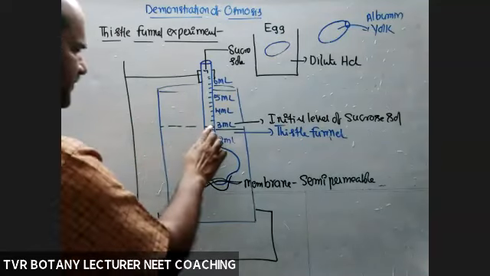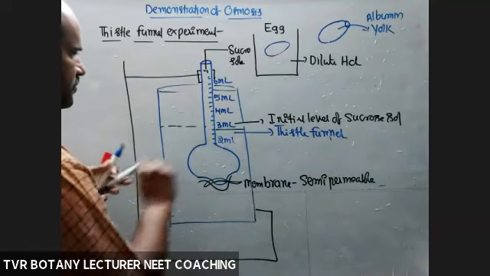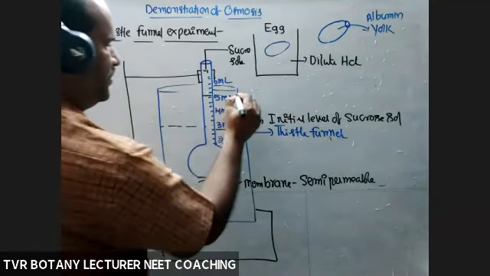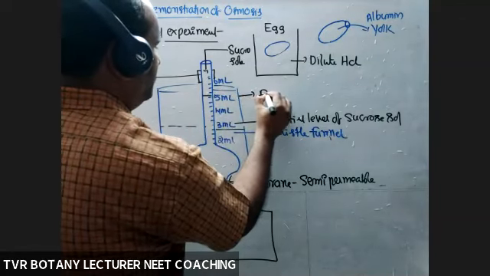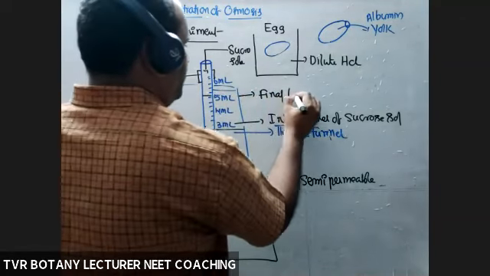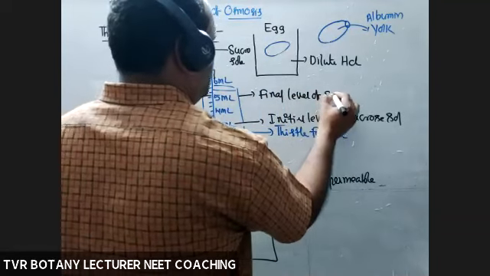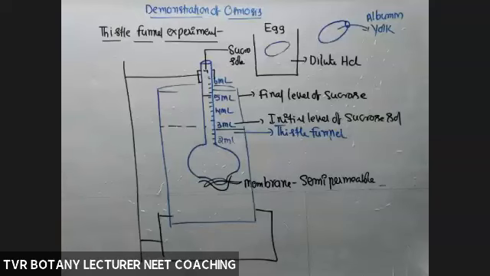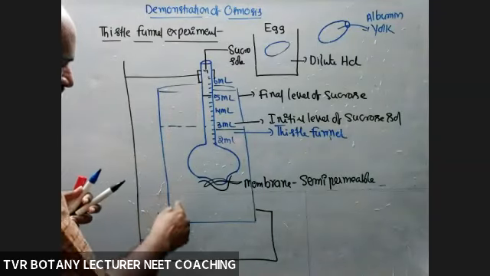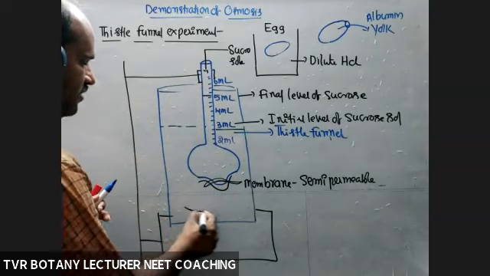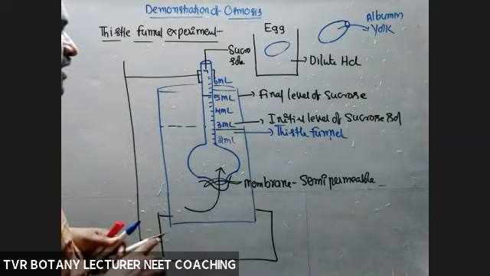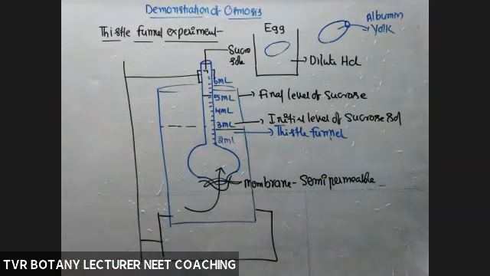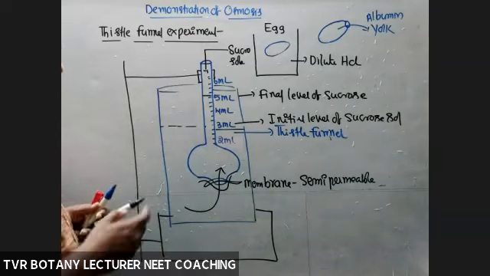After a certain period of time, definitely, what about the level of the sucrose solution? For example, here only. Final level of sucrose solution. Here also we can use one statement. Osmotic pressure. Because of entry of water molecules from beaker into thistle funnel, a positive hydrostatic pressure is created that is called as osmotic pressure. Osmotic pressure means a pressure which is required to stop entry of water molecules.